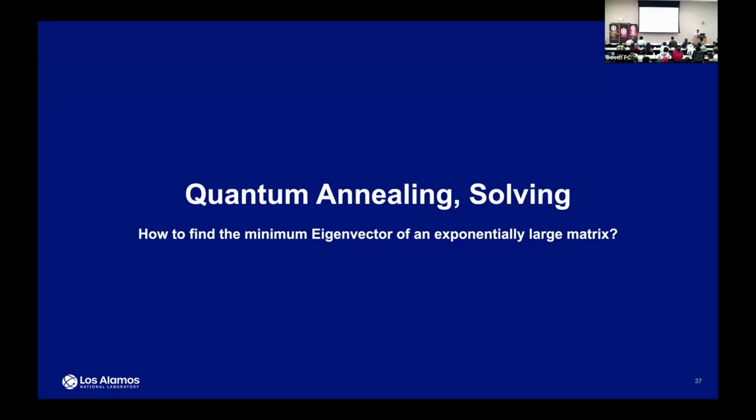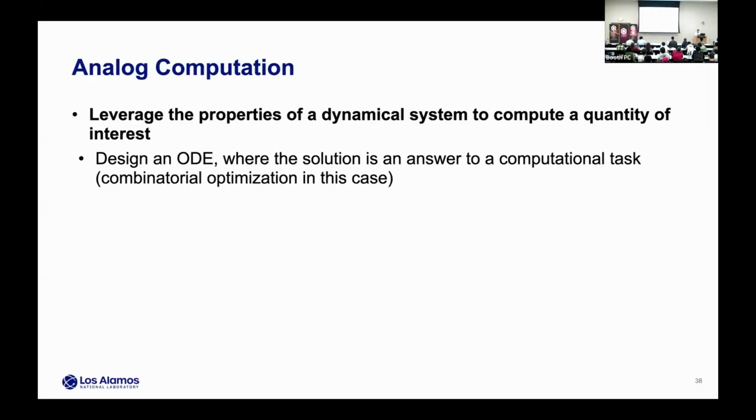How do we do the solving? How do we find this minimum eigenvector of an exponentially large matrix? So we're going to do this in an analog way. And the goal is to leverage the properties of a dynamical system to find this minimum eigenvector. We're going to design an ODE where the solution is the answer to the computational task we want.